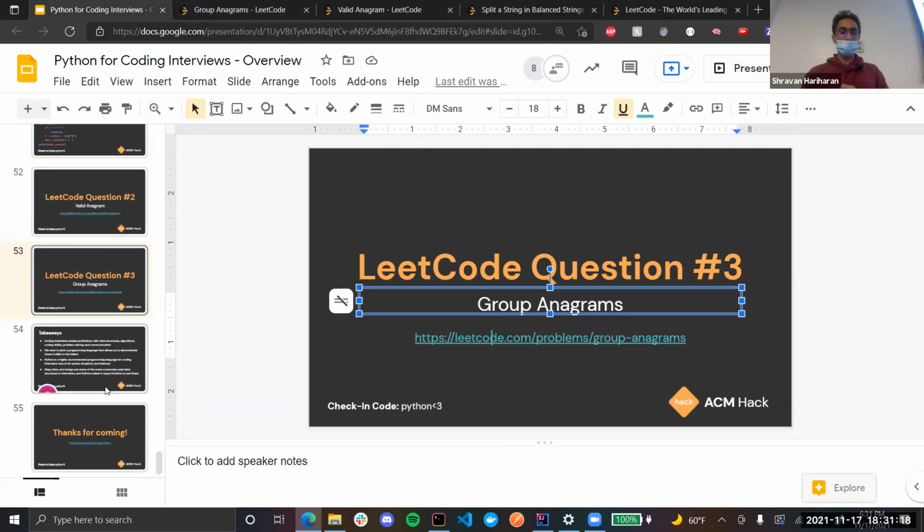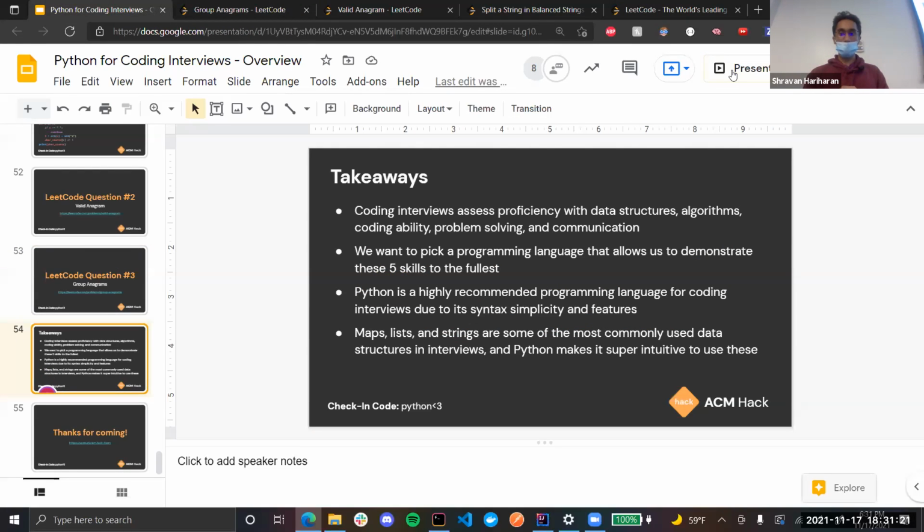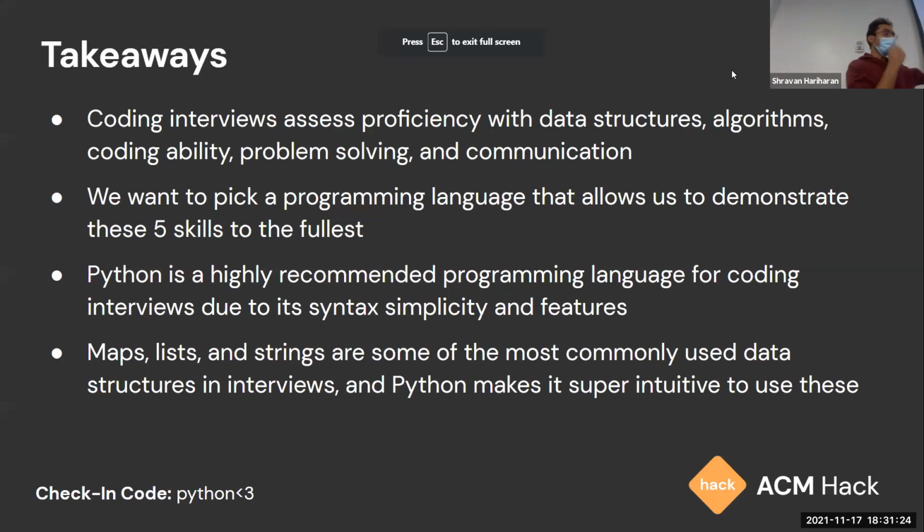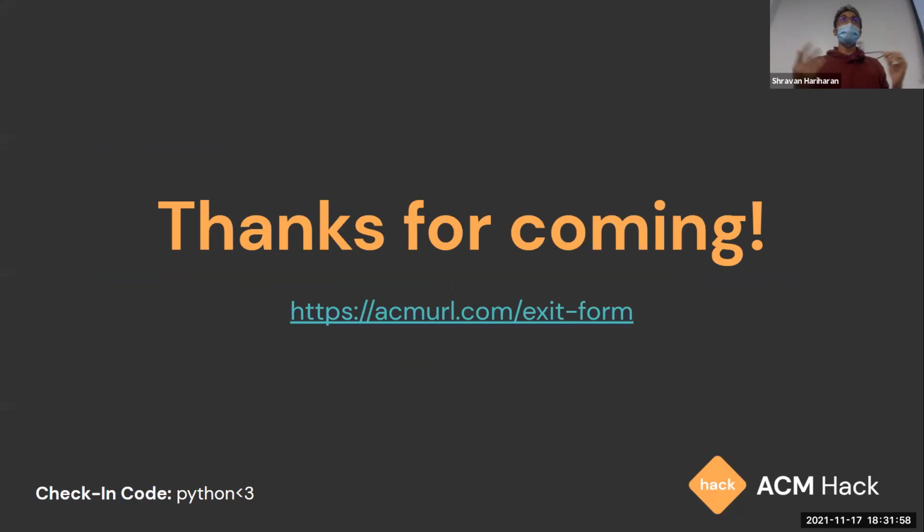Okay, so that's basically it. I just want to highlight some takeaways here. What I want you to get out of this workshop is understanding that coding interviews not only assess your coding and data structure and algorithm skills, but they also assess your problem solving and communication skills. We want to pick a programming language that allows us to demonstrate that to the fullest. We recommend Python, and people will generally recommend Python as one of the languages for doing that, due to its simplicity and feature set. And maps, strings, and lists are the most commonly used data structures in these interviews, and Python makes it pretty intuitive to use those. So go Python, go us.